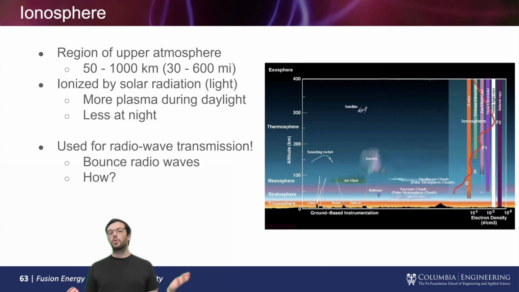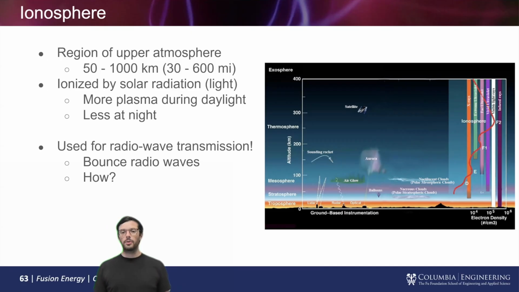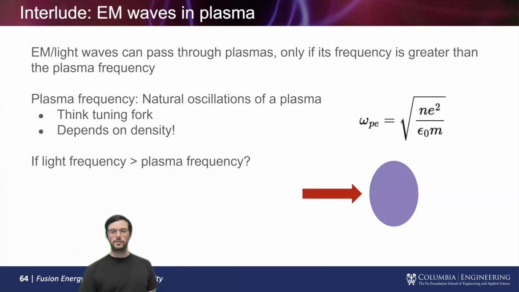And this is important in our day-to-day lives, or maybe it used to be more important, because this is what we use to bounce radio wave transmission. So the Earth is a sphere, and if you wanted to communicate over the horizon, how would you do that? You can't go through the Earth, right? The Earth isn't going to be a very good conductor for your radio waves. So what you do is you kind of bounce it off the ionosphere.